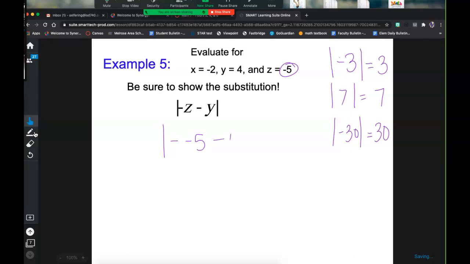minus y is 4. How many of you would say that looks kind of weird? What looks weird about that? Lizzie? There's 2 negatives in front of the 5. Yeah, there's 2 negative signs in front of the 5. What do you get when you see 2 negative signs? A positive, right? So when you end up with 2 negative signs right next to each other like that, just make it a positive. So this is really the absolute value of 5 minus 4.